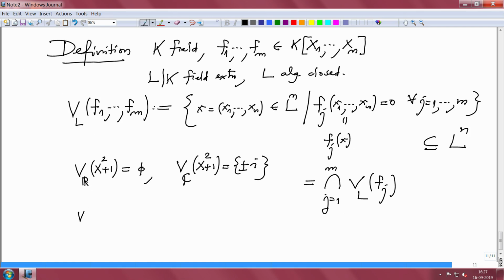Suppose I will illustrate over the reals first. So, V_R of, let us say, y minus x square. Now, this is a parabola. So, this is all those tuples x and y in R2 such that y equal to x square.